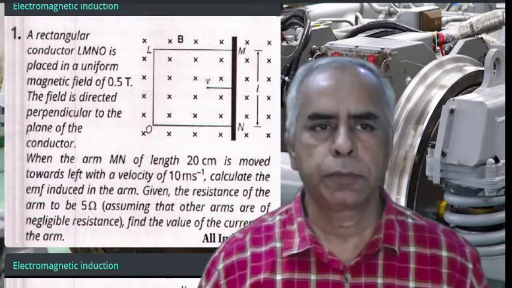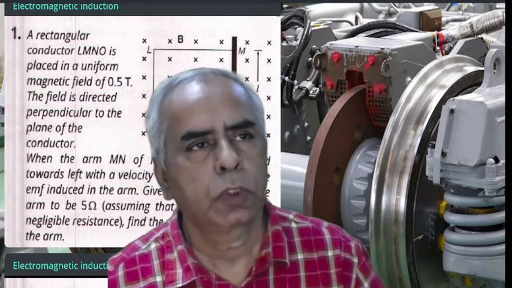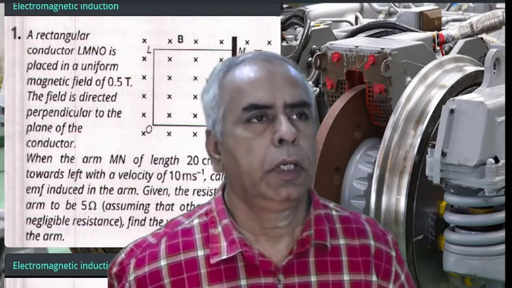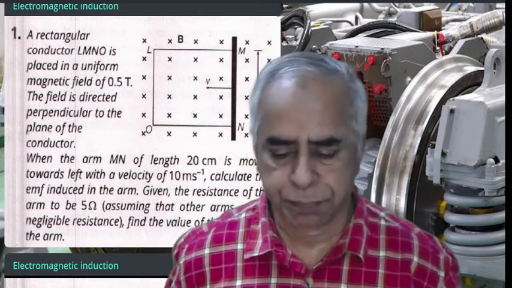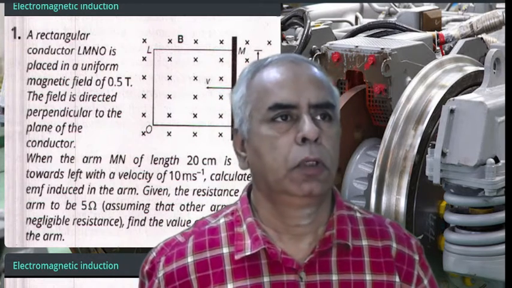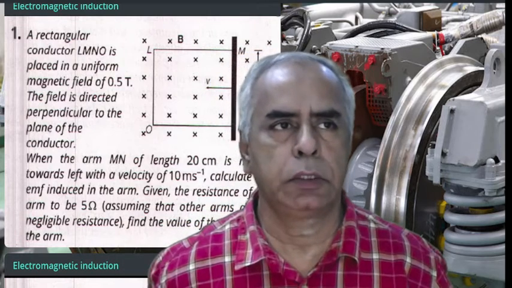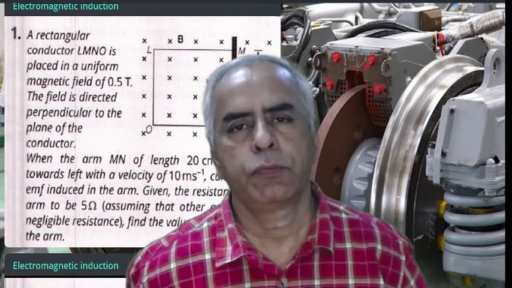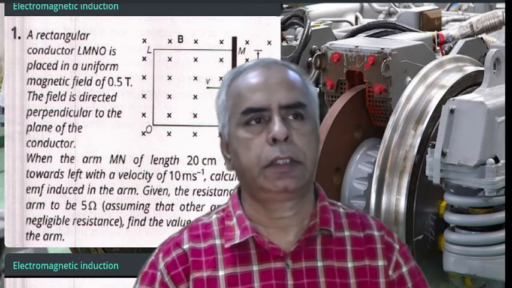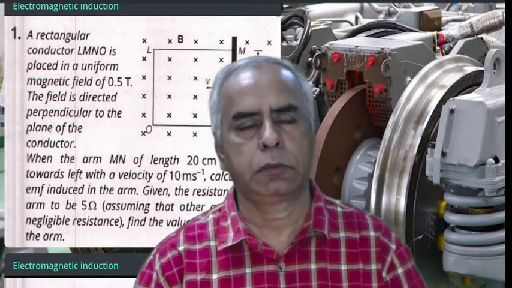Hi students, today we are going to discuss a very important problem. Take down this problem. A rectangular conductor LMNO is placed in a uniform magnetic field of 0.5 Tesla. The field is directed perpendicular to the plane of the conductor.